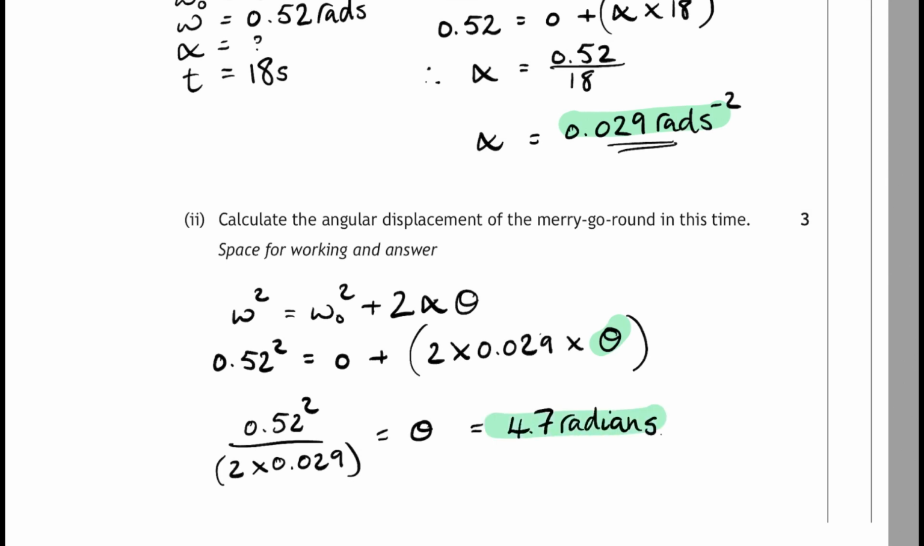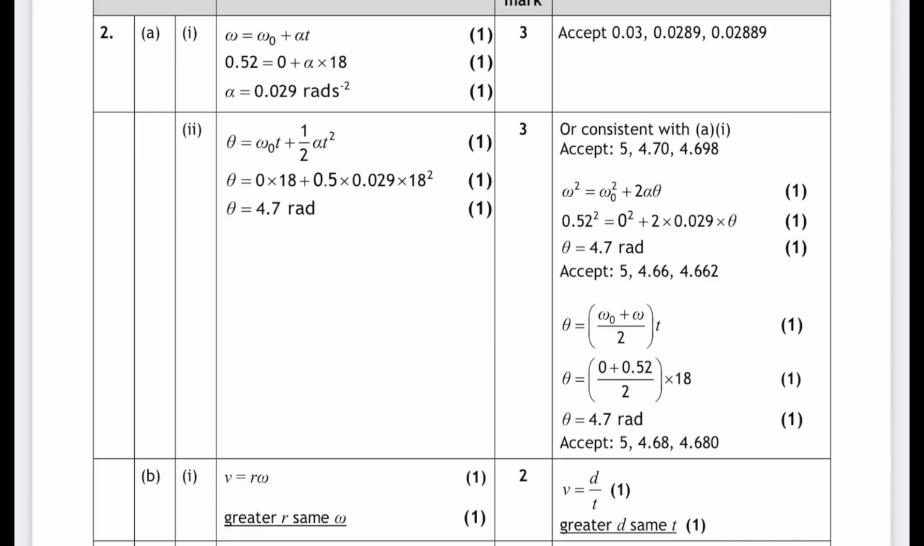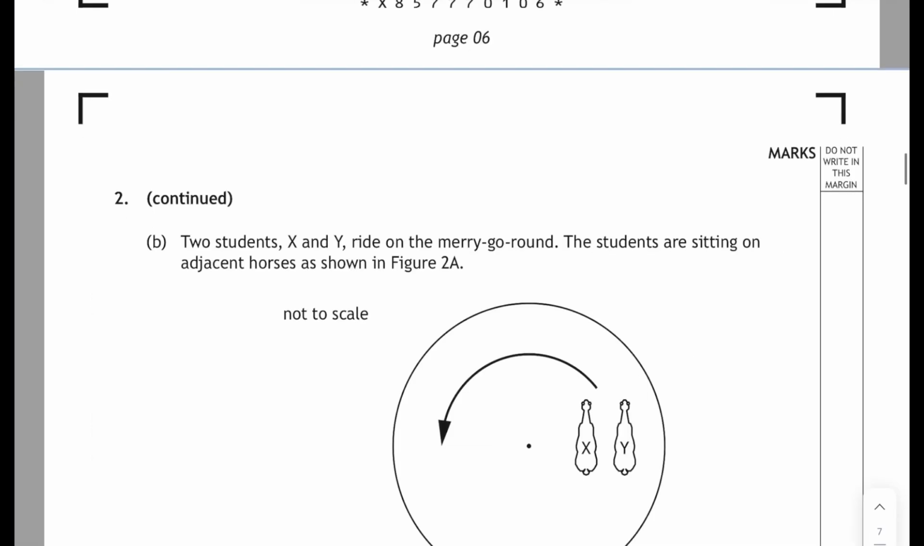And let's check that with the SQA marking instructions. Now on the left hand side there, they've got the same answer, but they're using a different equation of motion, and if you look on the right hand side, there's the version we've used. And again, watch your sig figs. 2 sig figs in the question, 2 sig figs in your answer.